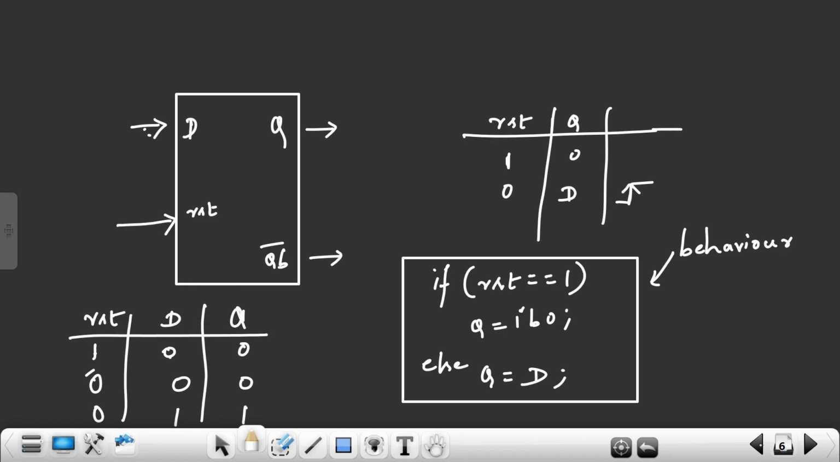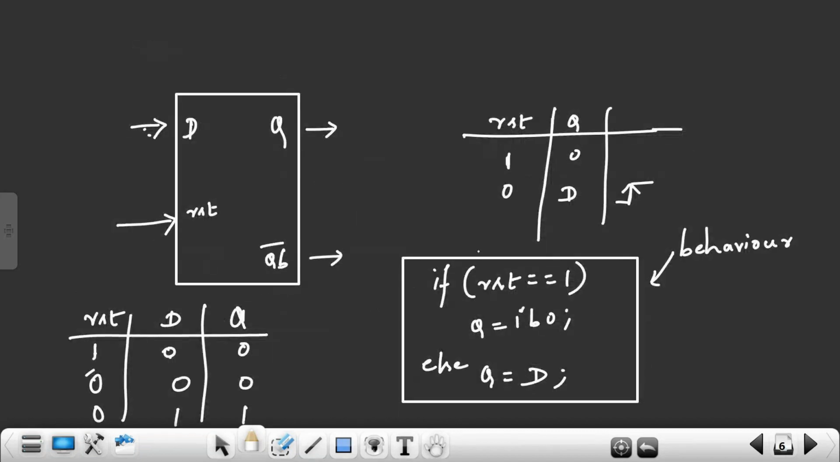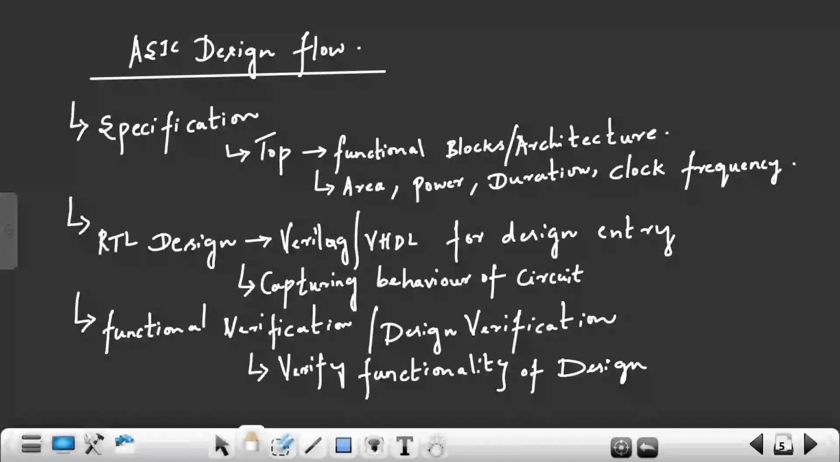So what is the role of functional verification? Verify the functionality of design. See here, design means what? Design means your RTL only, because RTL design is coded in RTL form. RTL means Verilog or VHDL. So design means RTL only. So verify the functionality of RTL by applying different test cases.